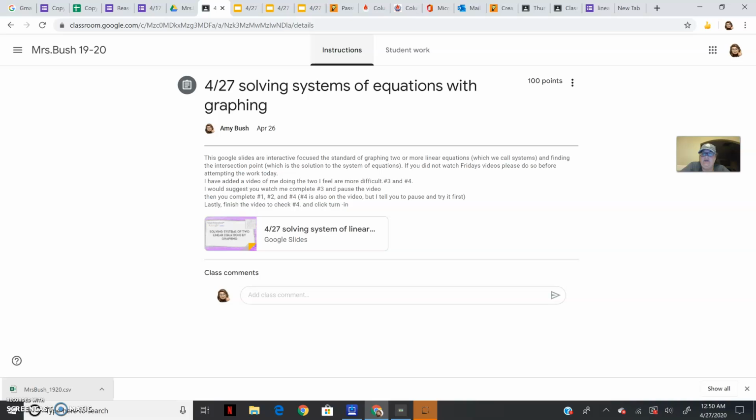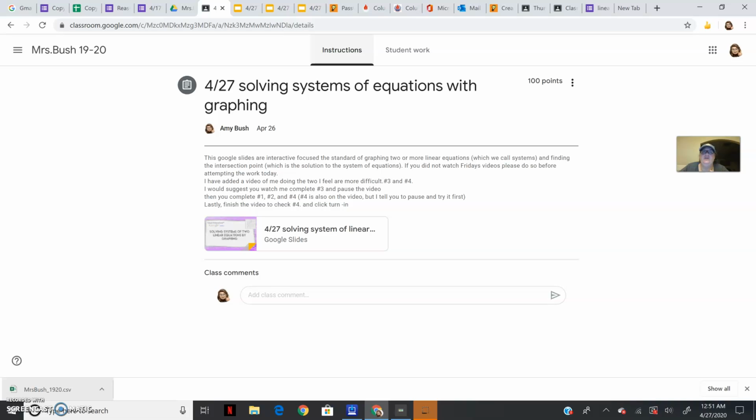All right, so it says the Google slide is interactive. Focus on the standard of graphing two or more linear equations. We call those systems. So systems of equations, and their solution is when they have an intersection point. Some do not have an intersection point, and those usually have the same slope. So that means they're parallel lines, but different y-intercepts.